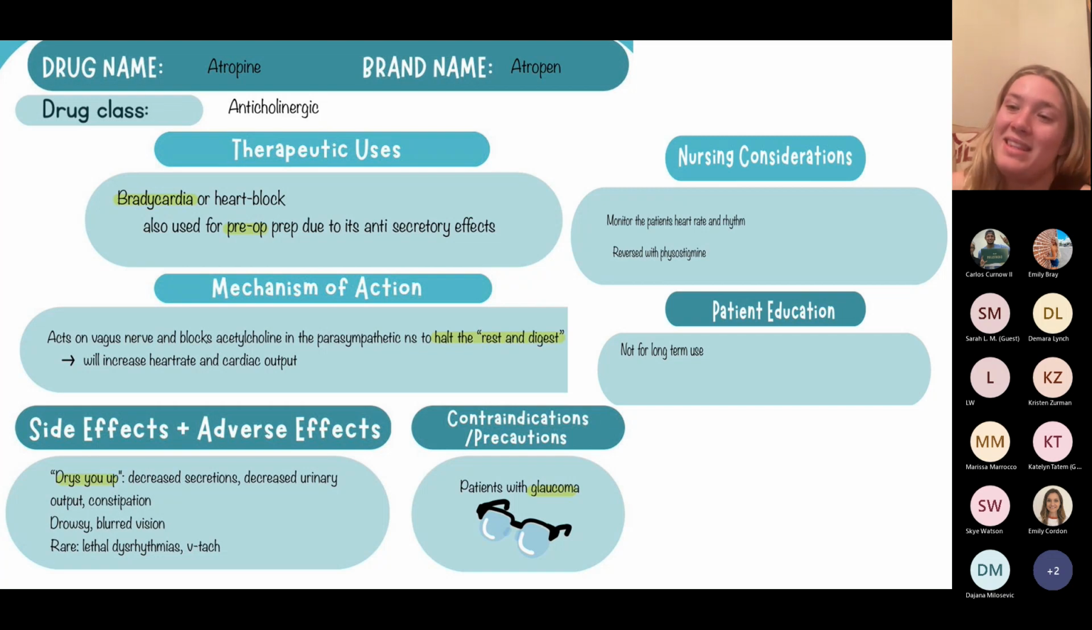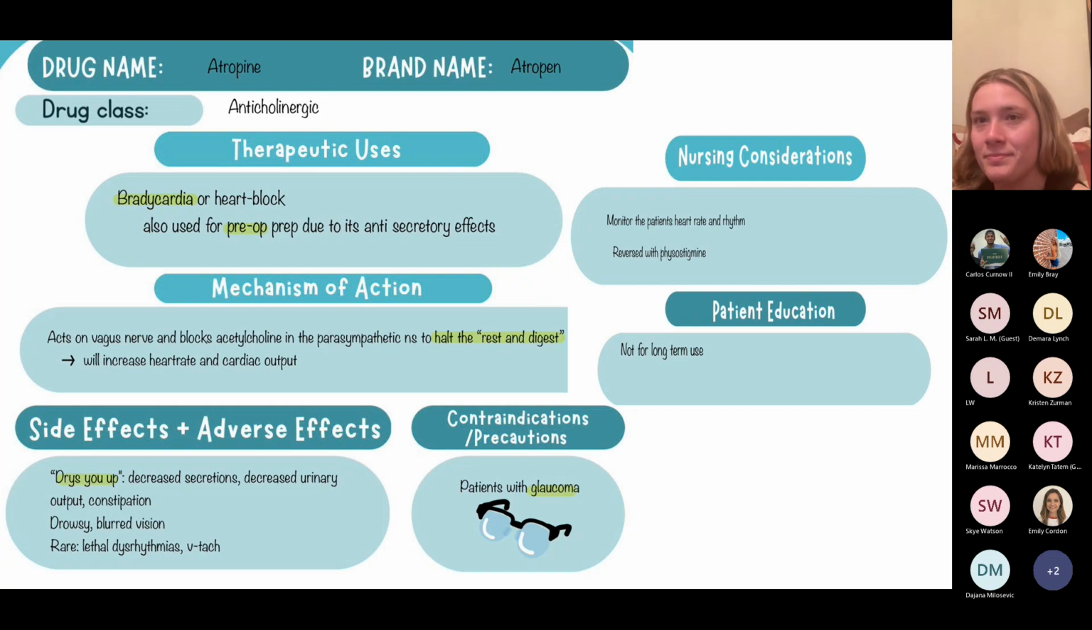When we're talking about atropine, this is an anticholinergic. So all side effects of our anticholinergics are our dries. They will dry you up. So you're going to have decreased secretions, decreased urinary output, constipation, blurry vision, etc. And why? This is because this drug is halting our rest and digest, thus increasing heart rate and cardiac output. So again, before giving this drug, we always monitor their heart rate and rhythm. And this drug can actually be reversed with physostigmine. So if you've given too much atropine, there's a reversal agent for that.